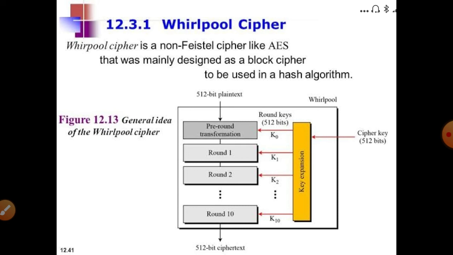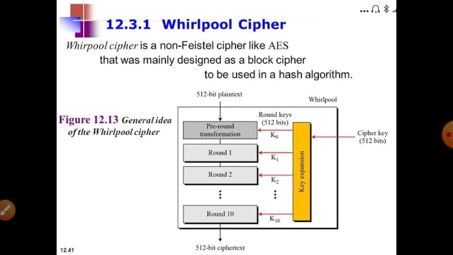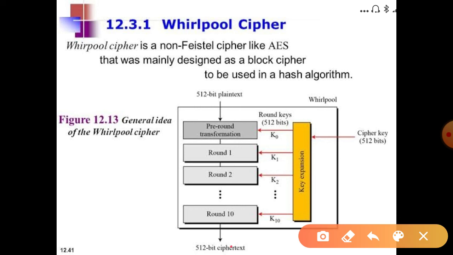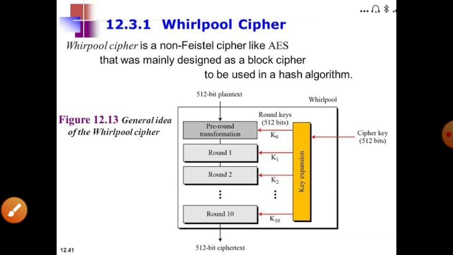It was mainly designed as a block cipher. In a block cipher, we give the plain text through a number of rounds, and whatever output we get acts as a key for the next block. For the first block, the first 512 bits go through 10 rounds, and then we get the ciphertext. This ciphertext acts as a key for the next block, like that. The last block's ciphertext is the required hash code.